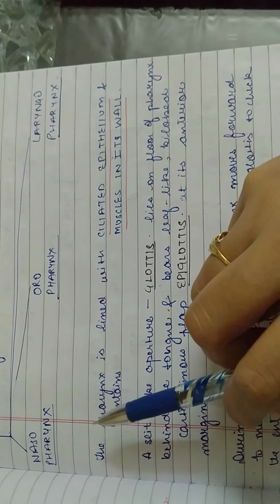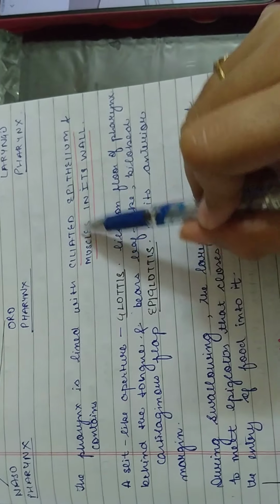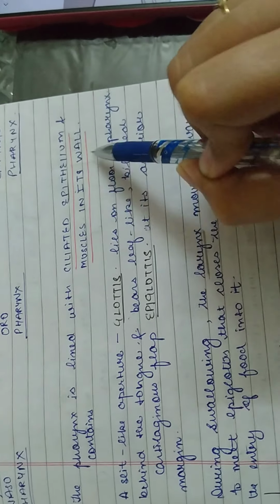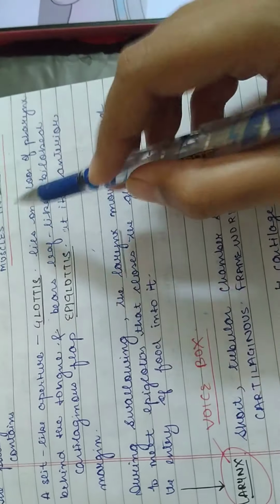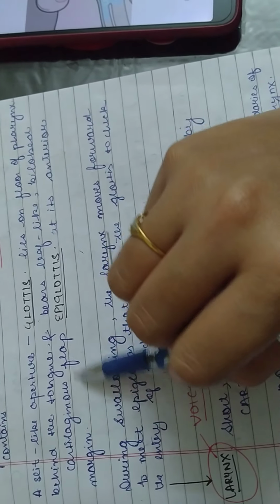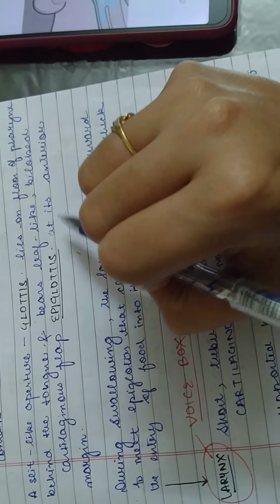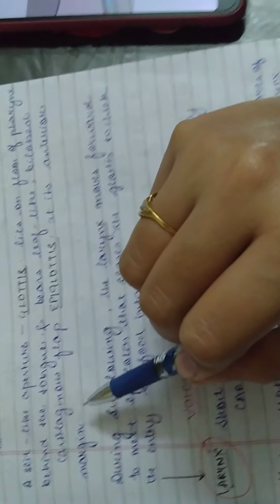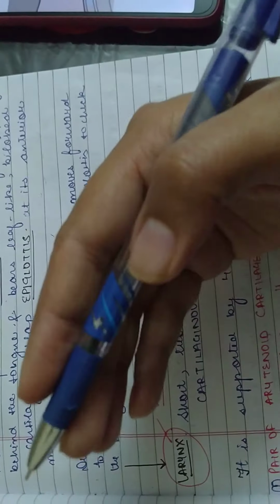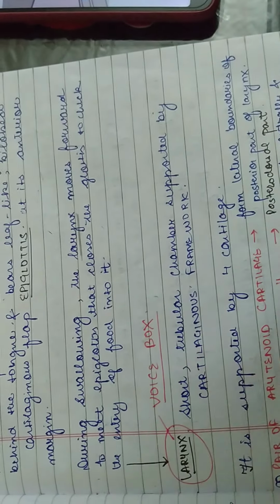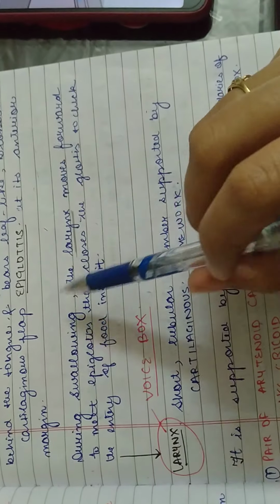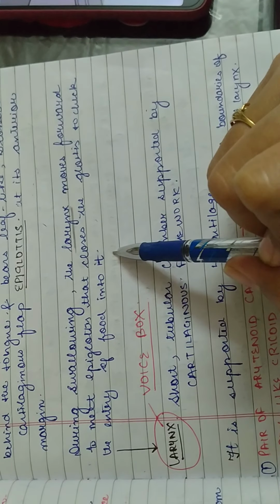Now, the pharynx is lined by ciliated epithelium and contains muscle in its wall, and a slit-like aperture, the glottis, is present on the floor of the pharynx, which is further covered by a cartilaginous flap, the epiglottis, at its anterior margin. During swallowing, the larynx moves up and forward to meet the epiglottis, which closes the glottis to check the entry of the food into it.